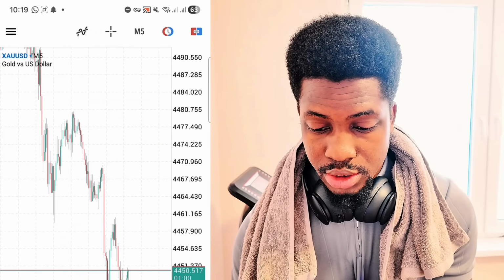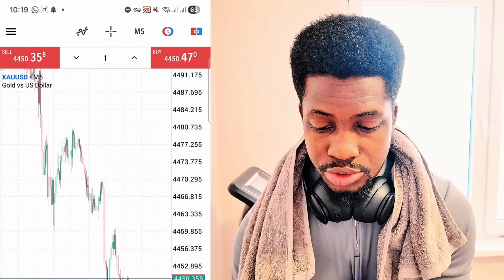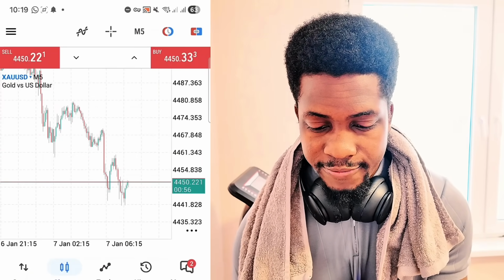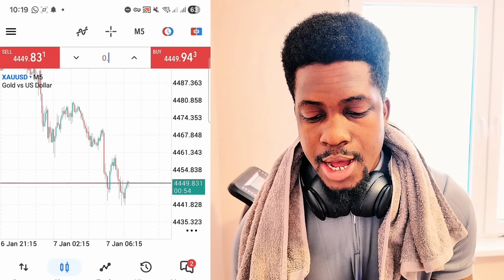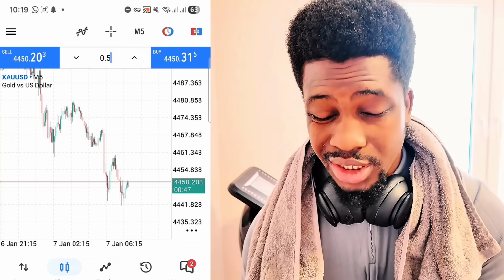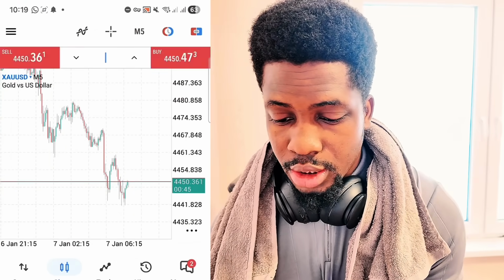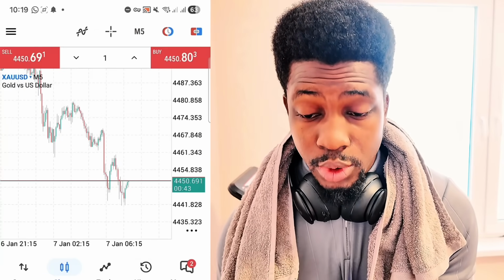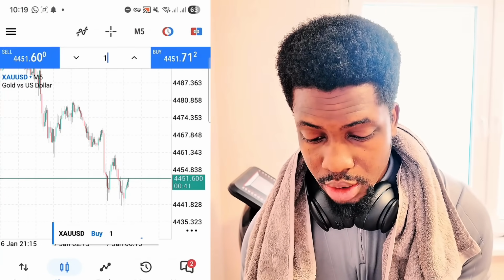So let's just hit on this stuff now. Let's see if we can trigger some trade. Should I just use 0.5? No, let's use one lot size. It's fine. Let's just use one lot size. So we're using one lot size on these accounts now.